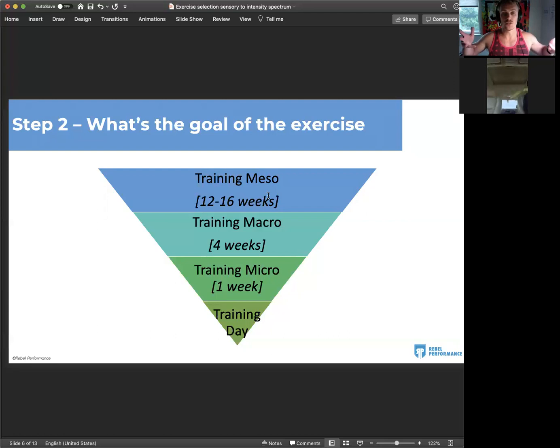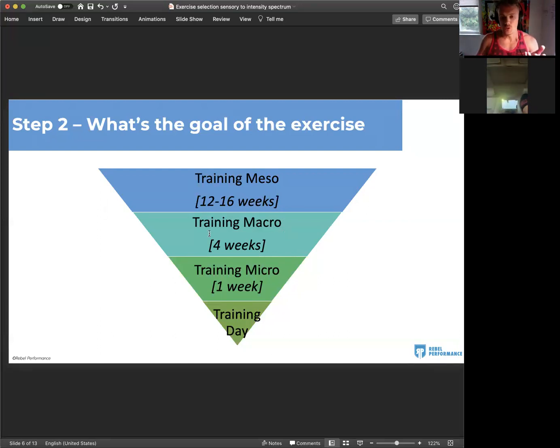And the goal is, you have to ask yourself, what do I want to accomplish in these 12 to 16 weeks? What are my big primary goals? Do I want to focus on strength? Do I want to focus on power? Do I want to focus on hypertrophy? Those are probably the 3 big outcomes you could go for. And that's going to dictate everything else once you make those decisions.